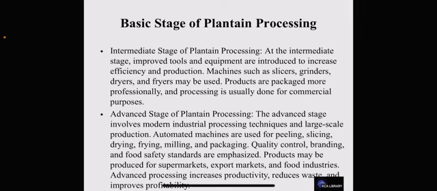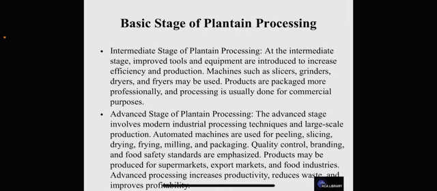Now let's move on to the next subtopic in this module. We have the basic stage of plantain processing. Talking about the stages of plantain processing, we have the basic stage, the intermediate stage, and the advanced stage. At the intermediate stage, improved tools and equipment are introduced to increase efficiency and production. Machines such as slicers, grinders, dryers, and fryers may be used. Products are packaged more professionally and processing is usually done for commercial purposes.